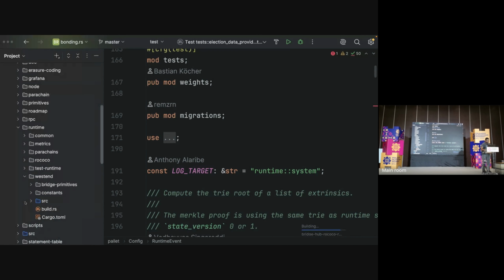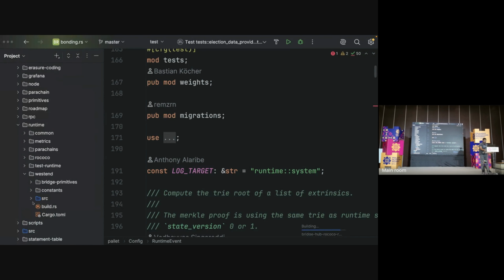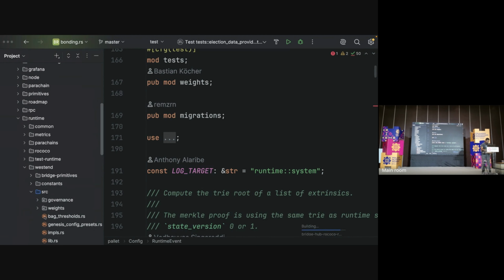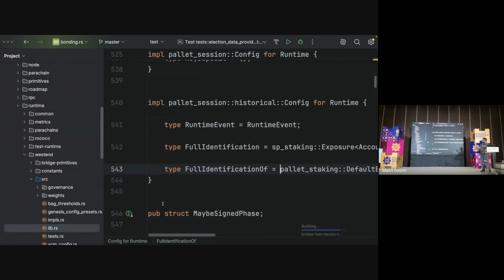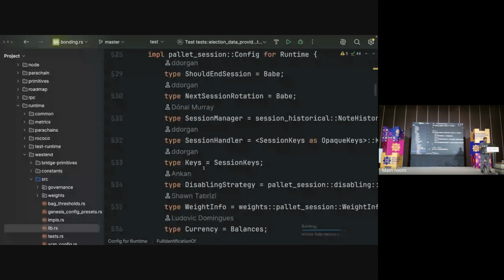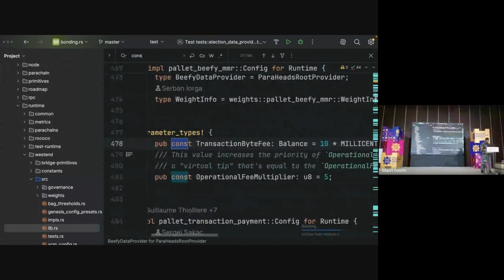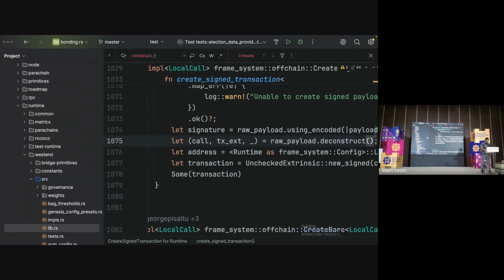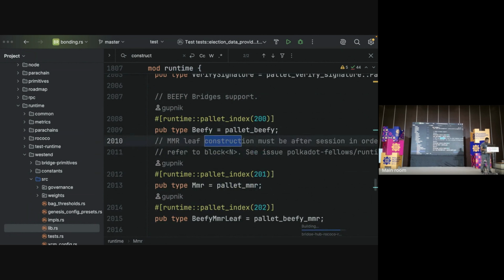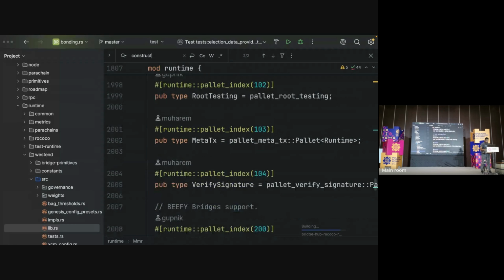I'm not sure. So I'm going to start with the runtime, and I'm going to use Westend as my reference. But there are a lot of runtimes. Every pallet has mock runtimes as well. So we will see a lot of these runtimes. So the first entry point you should probably see is construct_runtime.